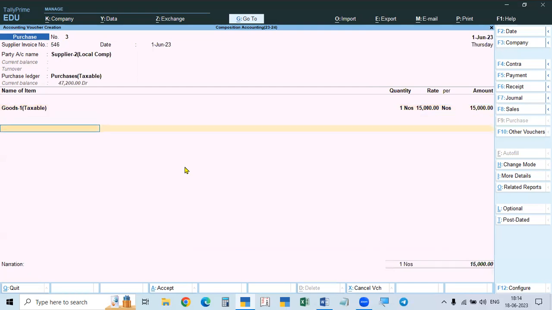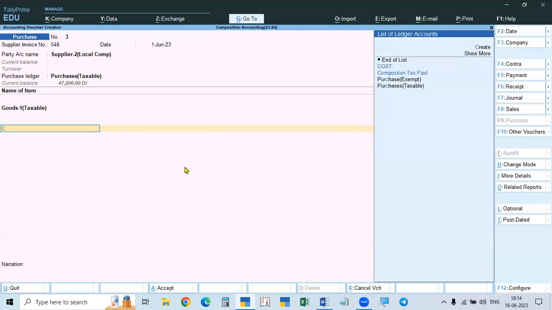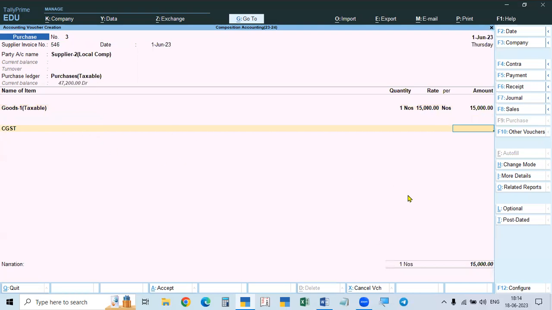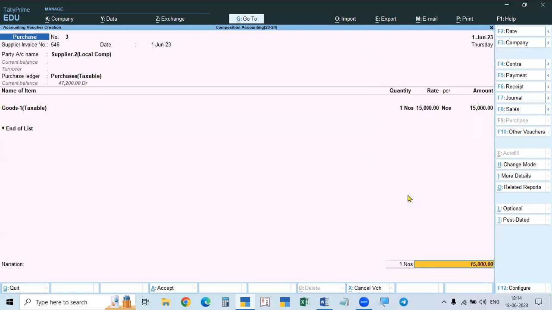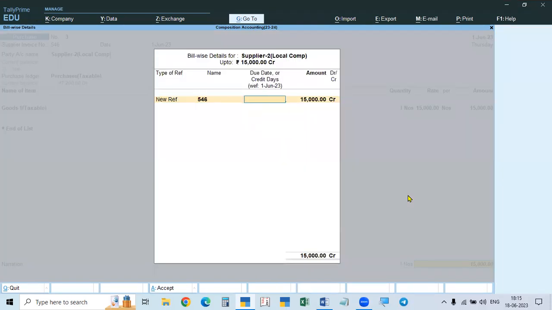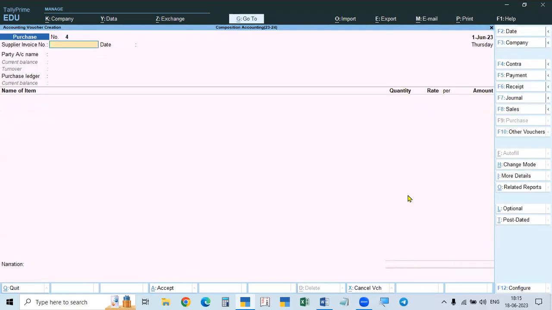Here, in the case of a taxable person, they will charge the tax, and we have entered the tax. But here is a composition dealer. He cannot charge tax, so there will be no tax. Even if you try to enter the tax, CGST is local only, but CGST is not calculating. Even though the goods are taxable, the person selling is a composite dealer, so he cannot give you the tax.